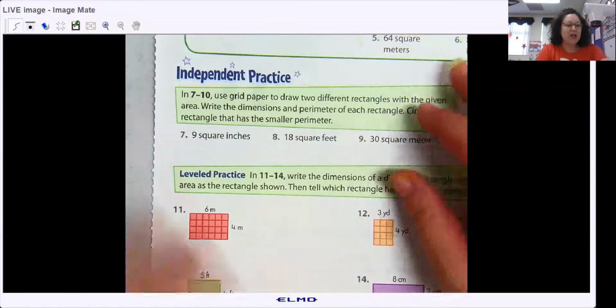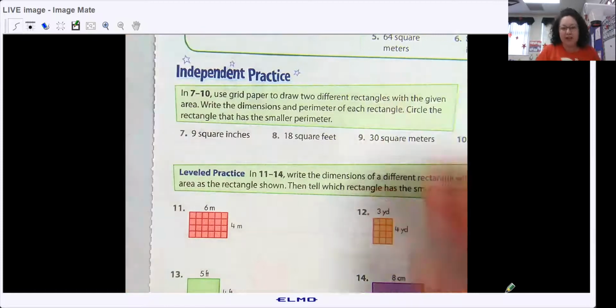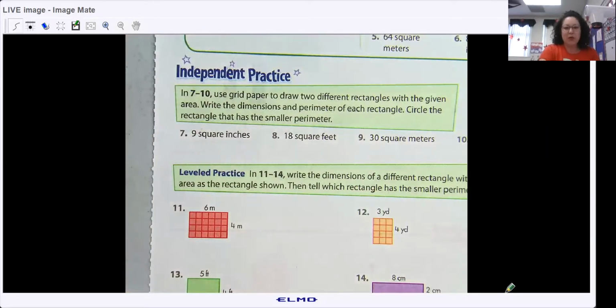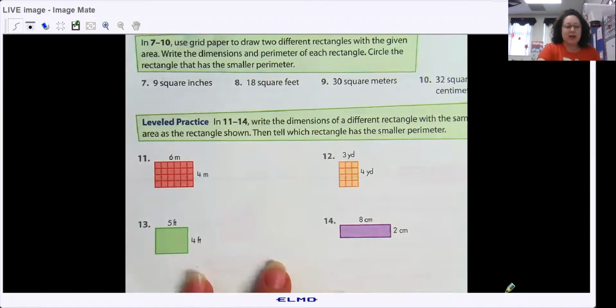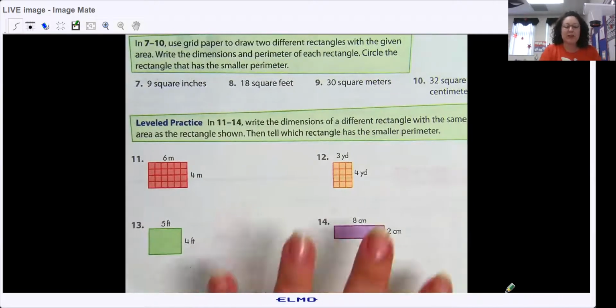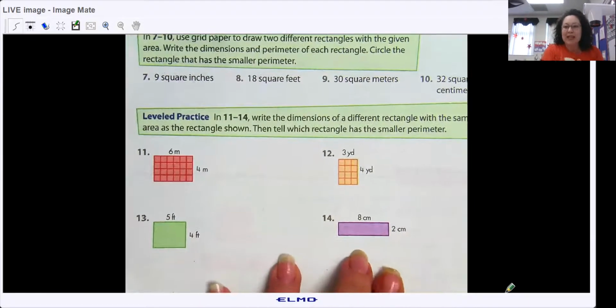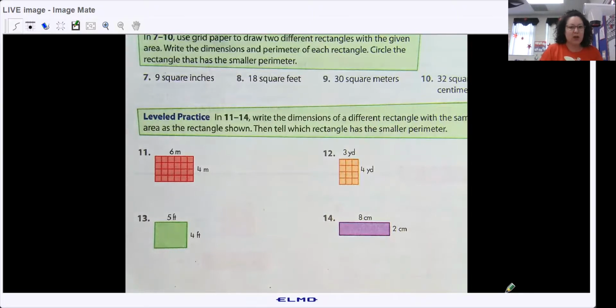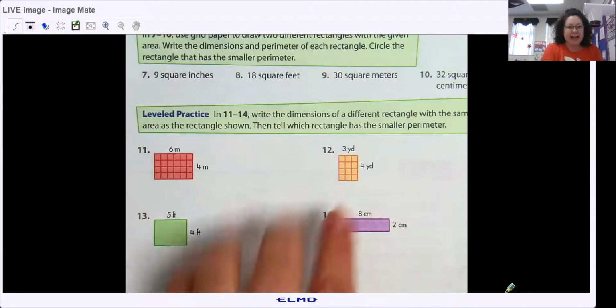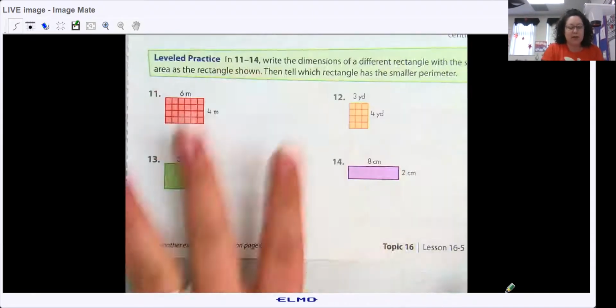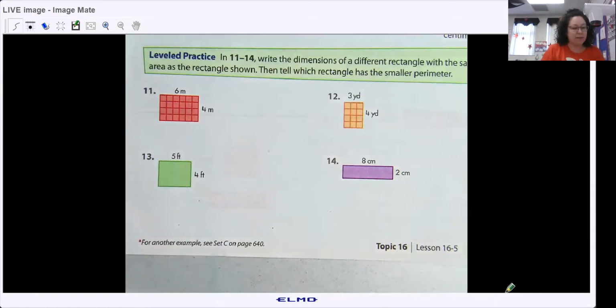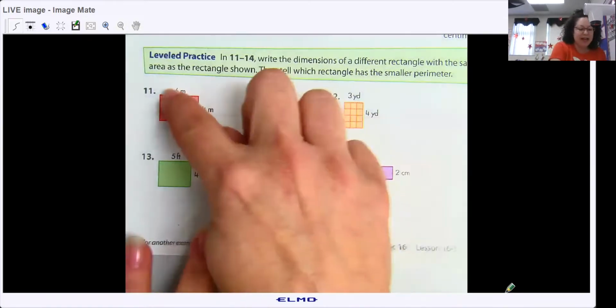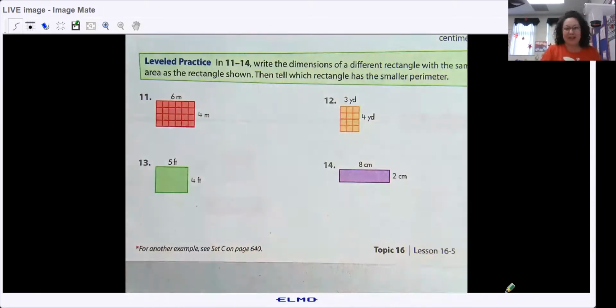Okay. So some of this stuff we're not going to do. We're just going to work on the bottom. You're not going to have a discussion post today because we're going to do the same thing tomorrow. So I just wanted to introduce it to you today. So we are looking at the bottom four problems. They have the same area, but different perimeter. So the inside is the same amount, but the outside is different.